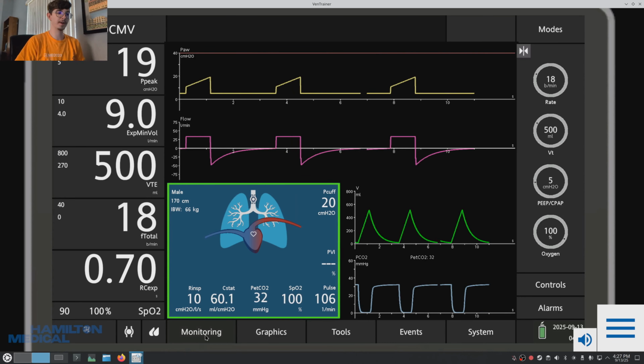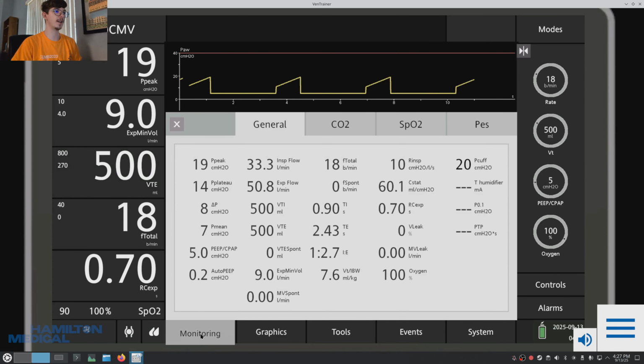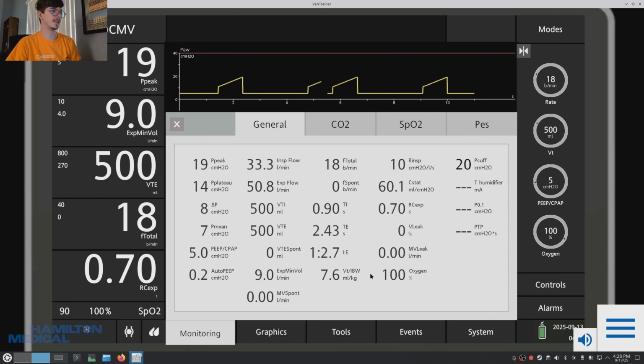So for the numbers you want to look at, you want to be looking at inhaled and exhaled tidal volume, which here you go to monitoring and it will give you all of your numbers, right? So you want to be looking at your inhaled and exhaled tidal volume. You want to be looking at your minute volume. You want to be looking at your peak pressure. You want to be looking at your dynamic compliance, which I actually don't see here. That's weird. It's giving me all sorts of stuff, but it's not giving me dynamic compliance.